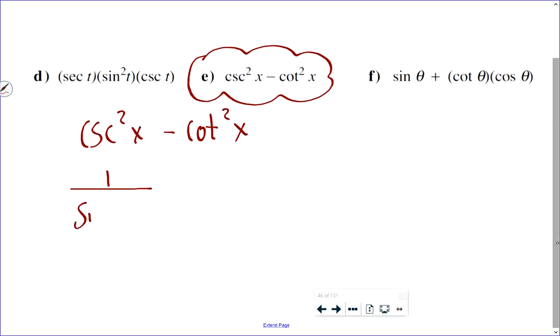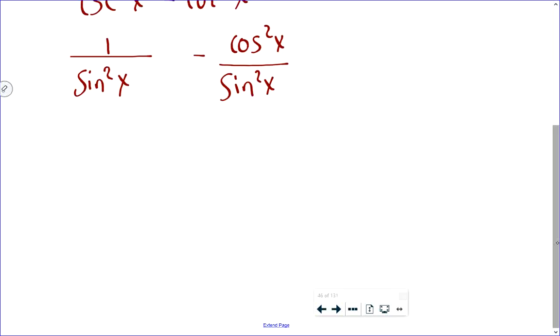This becomes 1 over sine squared of x, because cosecant and sine are reciprocals. Minus cotangent squared is cosine squared of x over sine squared of x. Did I do this one yesterday? No? Okay. Now where we are, Ian, is we have fractions. But we don't want fractions to be separate. We want to put them together using a common denominator. And we lucked out here because these are both over sine squared of x.